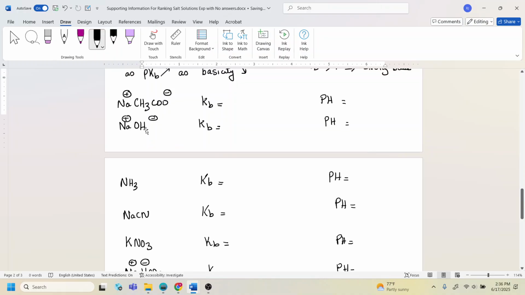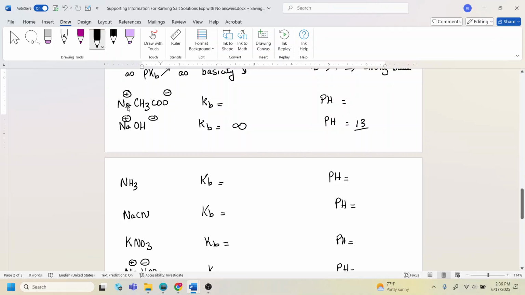I know that sodium hydroxide is a strong base, so I'm expecting the Kb for the sodium hydroxide to be very, very high. If you search it on Google, it's going to say that the Kb is infinity. So just go ahead and report it as infinity. And if you search on Google the pH for the KOH, that is going to be basic. So I'm expecting the pH over here to be around 13 or 14.